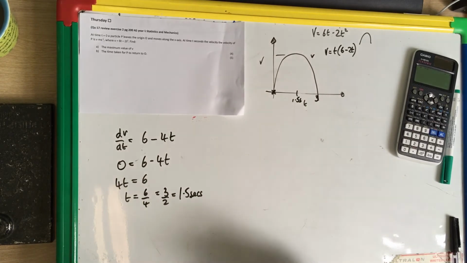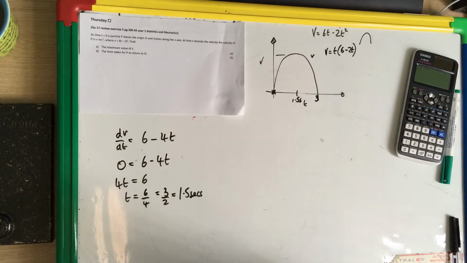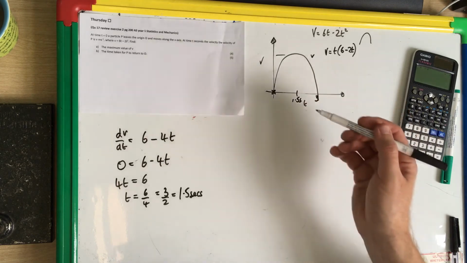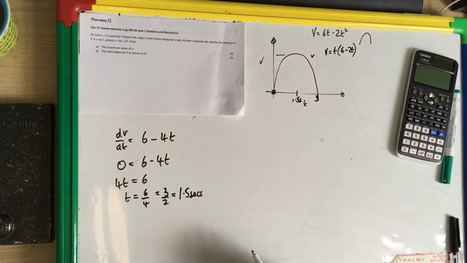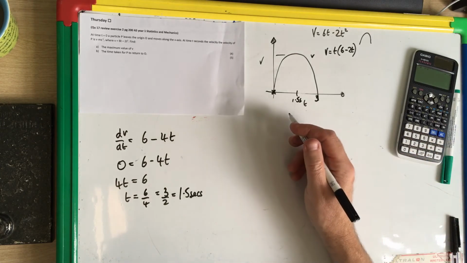So this is where we do have to integrate that up, because what's happening at this point, this is when the velocity is 0, but it's not returned back to the origin. We want it when the displacement is 0. Okay, so right, let's scrap that and let's do this then.